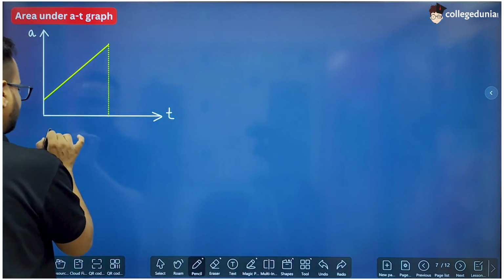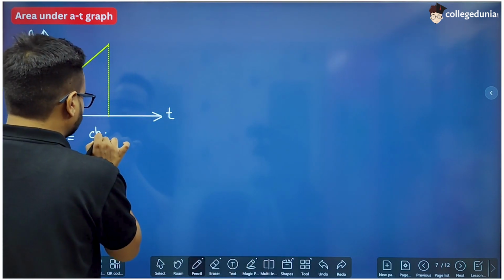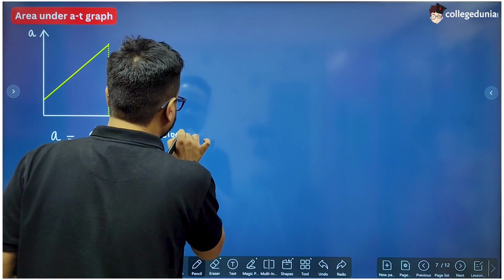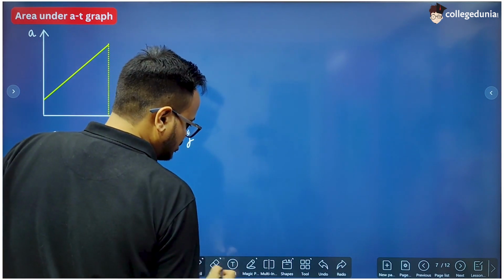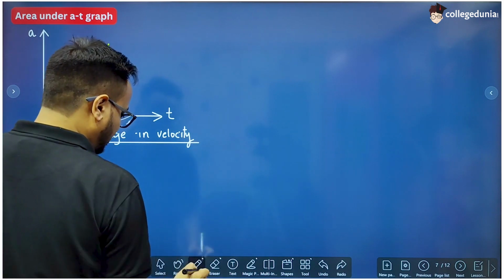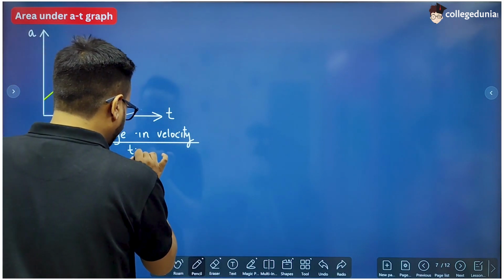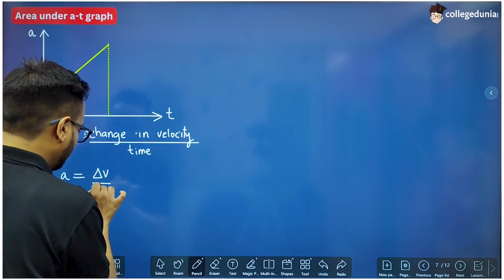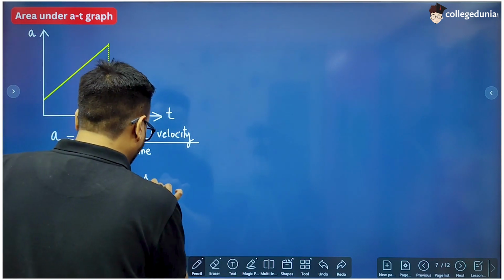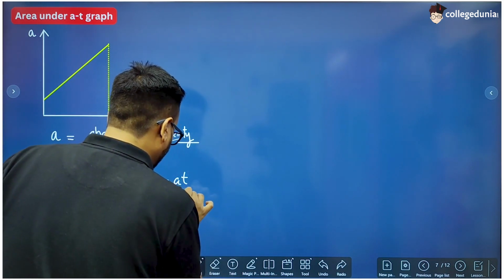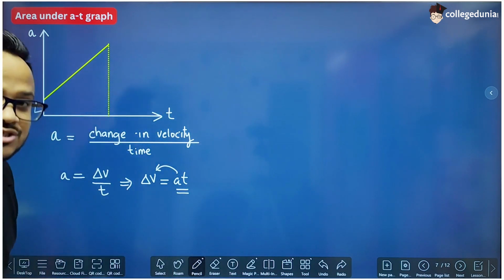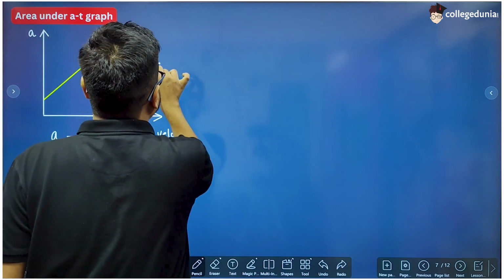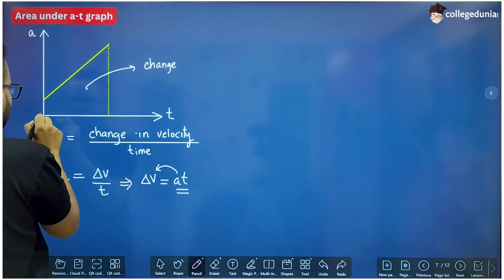Acceleration is what? Acceleration is change in velocity by time. That is, acceleration is delta v by t. So what is the product of acceleration and time? Product of acceleration and time is change in velocity. So this area is going to give us the change in the velocity of the body.